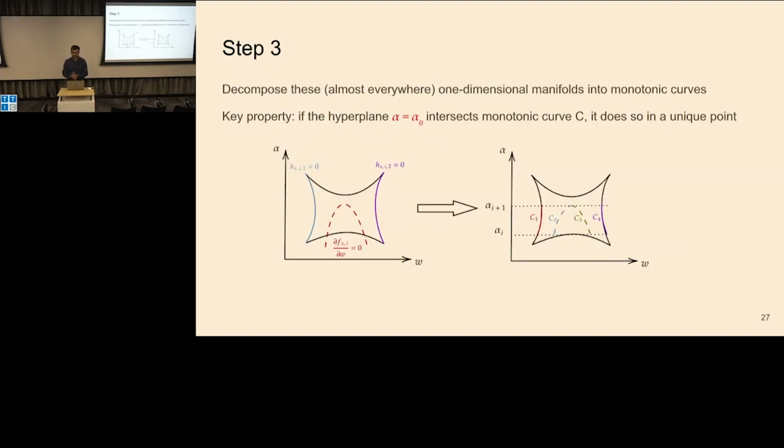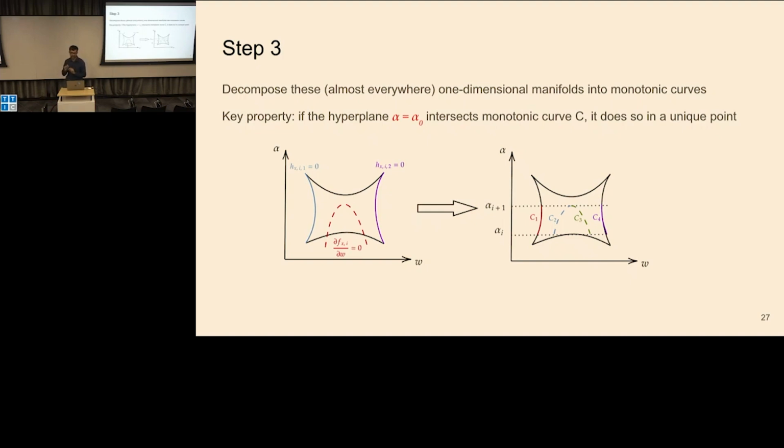And once we have these one-dimensional manifolds, we can decompose them into monotonic curves. Essentially, you consider all the extreme points with respect to alpha, and break down these manifolds based on that. The monotonic curve is just saying that along any fixed value of alpha, you will have a fixed set of monotonic curves that you intersect with.